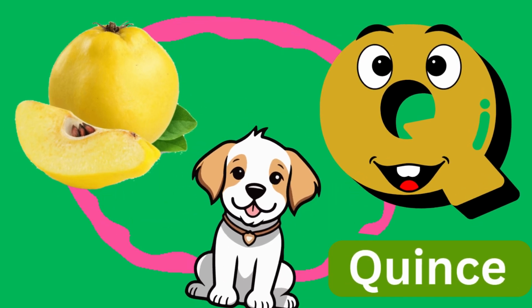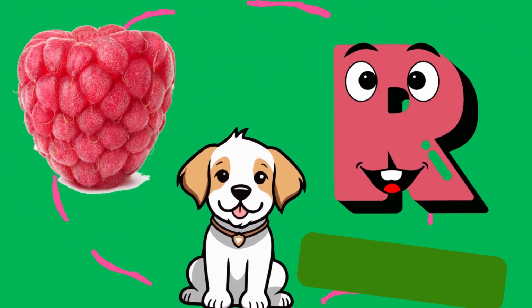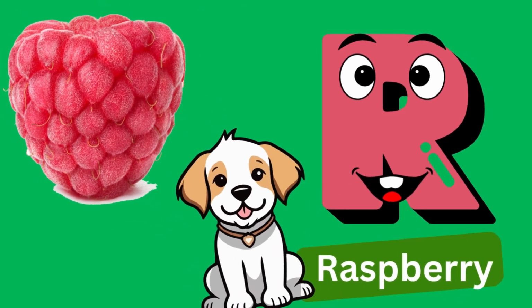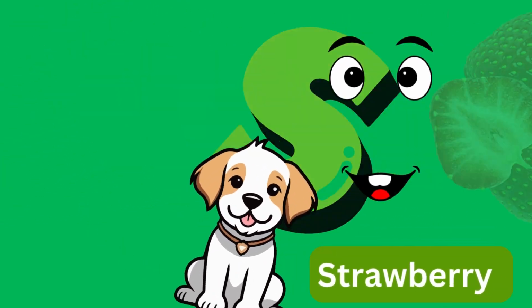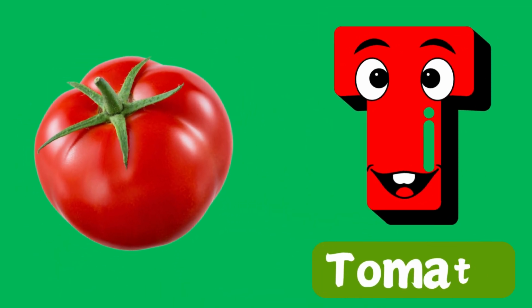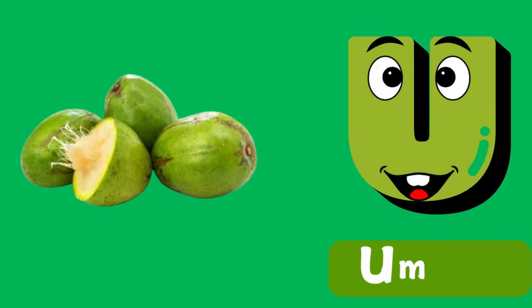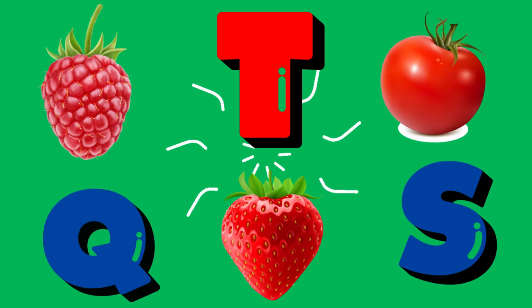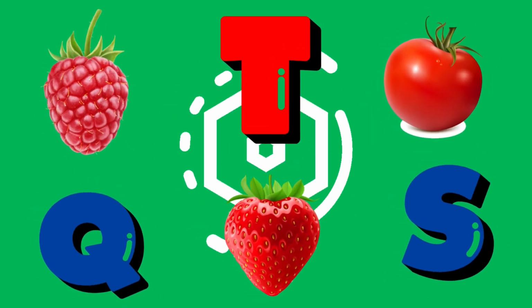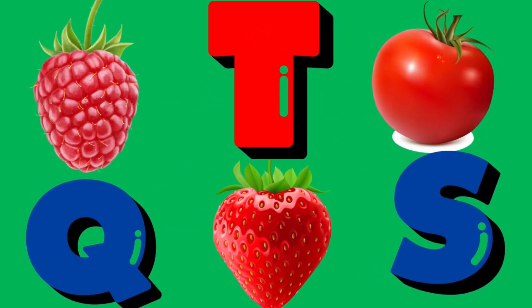Q is for queens, R is for raspberry, S is for strawberry, T is for tomato, U is for umbrella.